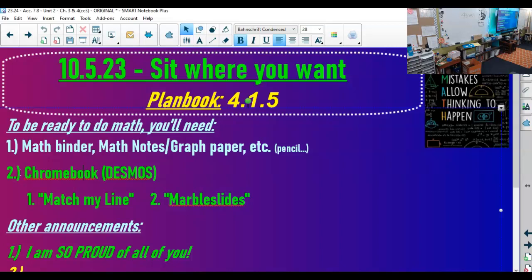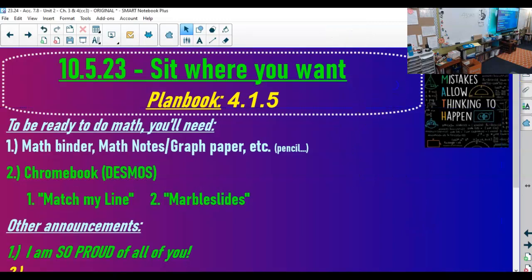So today, for those of you playing along at home, we are doing Desmos. The first activity is called Match My Line. By the time my video uploads, this will also be there. The second activity will be called Marble Slides. If we do not finish Marble Slides today, we'll probably come back to it Monday. So don't feel like you have to get both of these done. But we want to do Match My Line first, so please make sure you do Match My Line first.